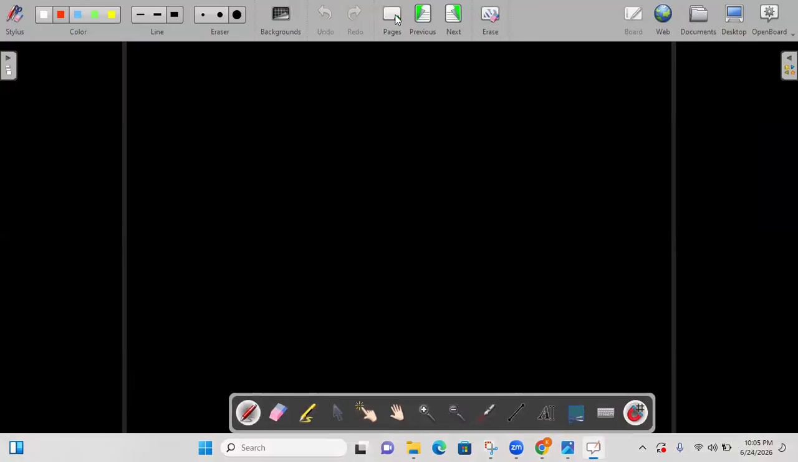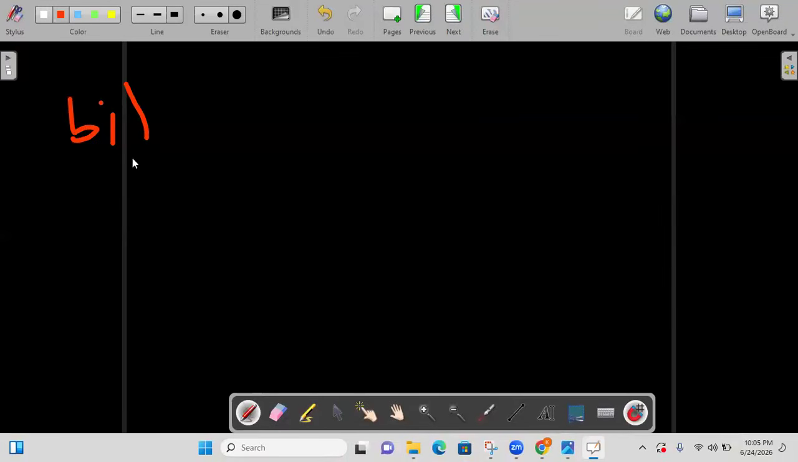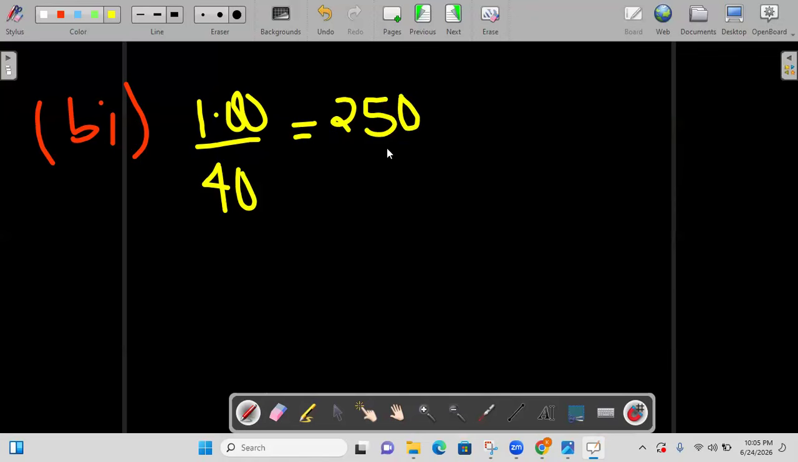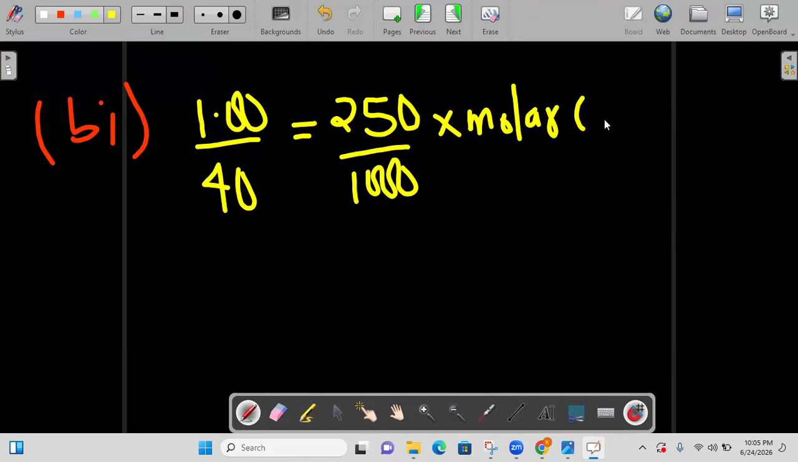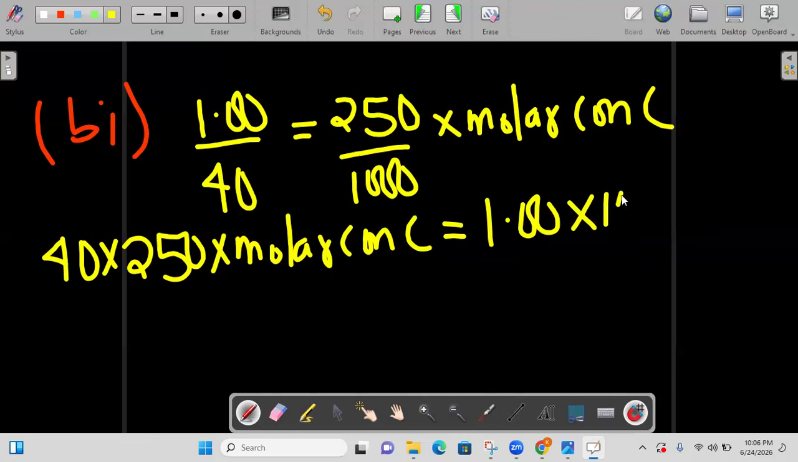Let's put it in. They gave us the mass of the base as 1.00, so I'm going to have B Roman figure 1. The mass is 1.00, the molar mass is 40, equals 250 over 1000 times molar concentration. Are you there? Yes, sir. So what are we going to do from here? We cross multiply. I'm going to have 40 times 250 times molar concentration equals 1.00 times 1000.